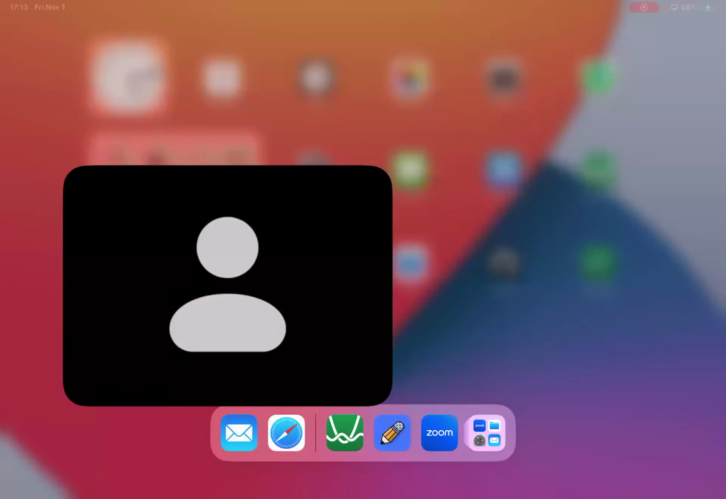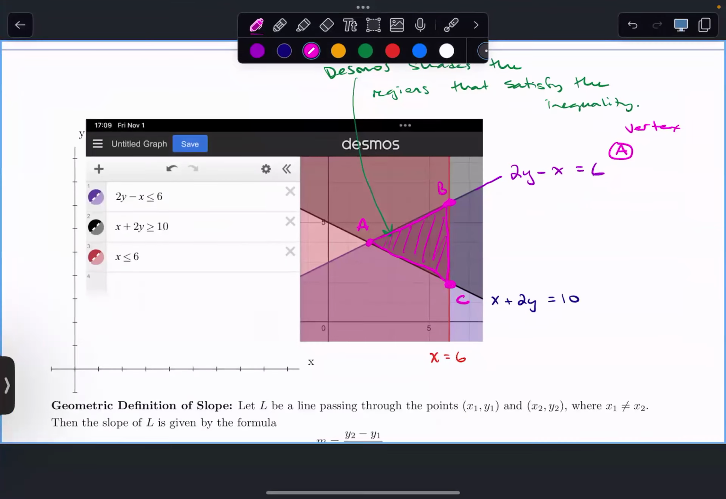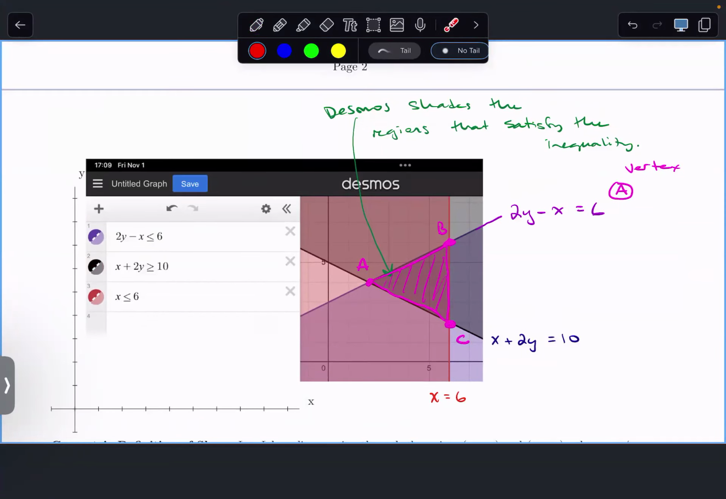Okay, good. I cheated. But I didn't. We've done enough practice drawing the lines. It's good practice, so give it a go. But what I want to focus on is finding the vertices. And so, like I was saying, Desmos shades the regions that satisfy the inequality. And so that's opposite of what we're doing. But you can enter inequalities like this, and then you can find the feasible set. I've labeled the vertices because that's our next job, is to find the vertices.